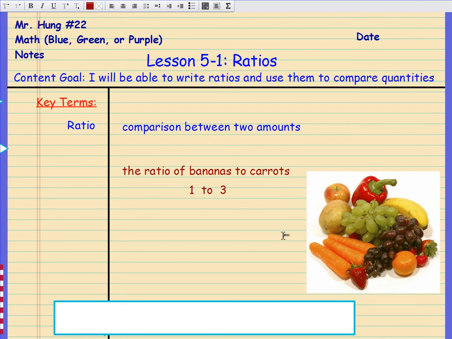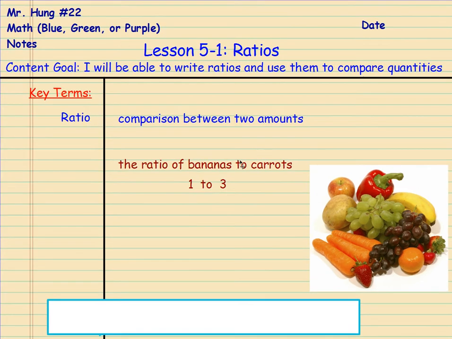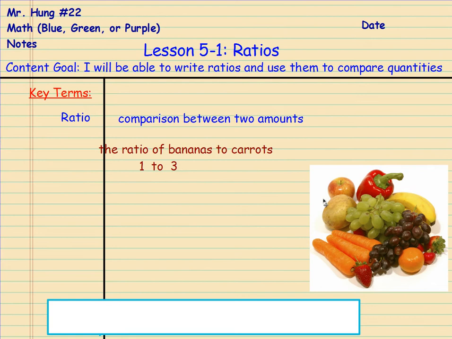Now you can also look at the ratio of apples to strawberries, or grapes to carrots if you want, and anything is fine. So this is just an example of ratio of bananas to carrots. It's 1 to 3. Let's also look at another example. I'm going to put this aside.